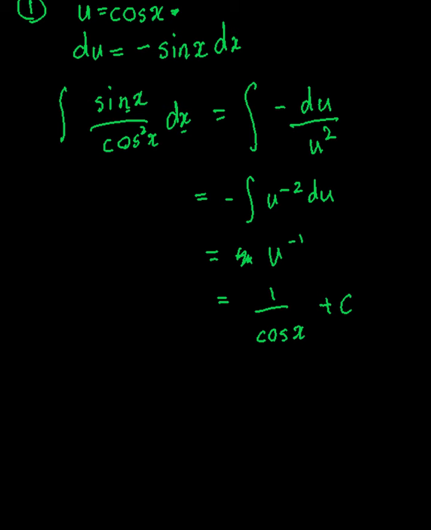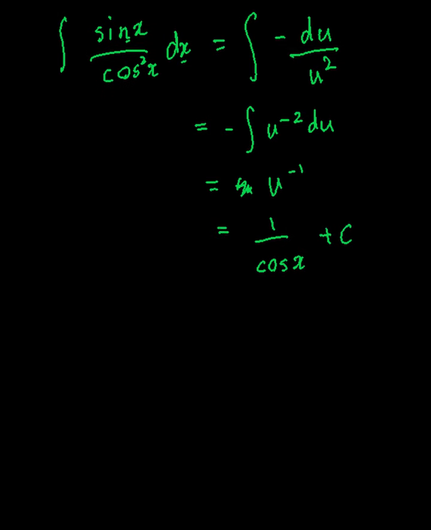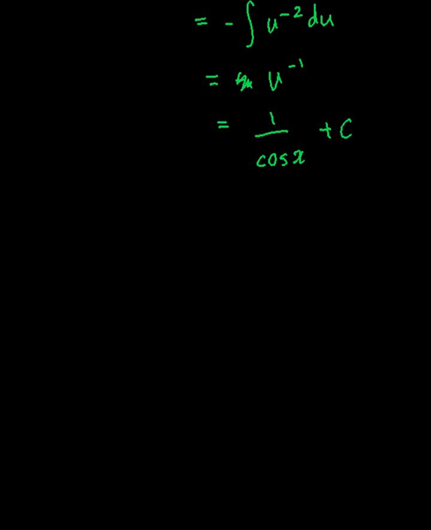Okay, now let's get to the hard question, question 2, where I need to be integrating 1 on 1 minus cos x dx. For this question, we're going to be using this thing called a t substitution, t formula, whatever you want to call it. Essentially, what we're going to say is t is equal to tan x on 2.